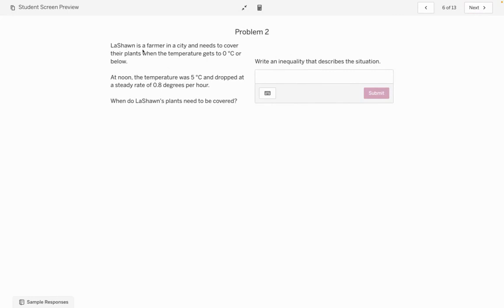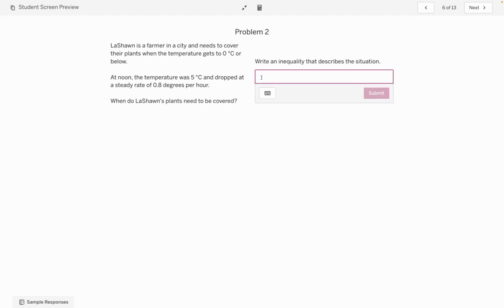Next, we have LaShawn is a farmer in a city and needs to cover their plants when the temperature gets to 0 degrees Celsius or below. At noon, the temperature was 5 degrees Celsius and dropped at a steady rate of 0.8 degrees per hour. When do LaShawn's plants need to be covered?